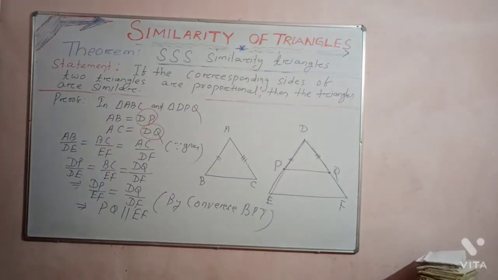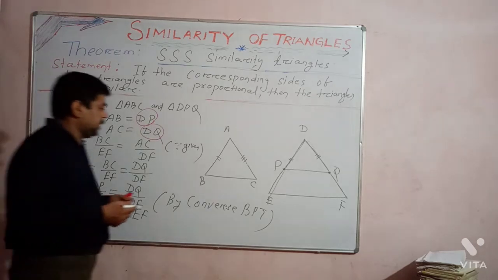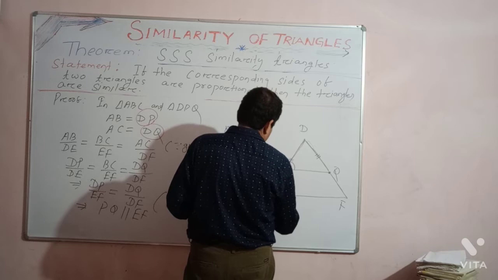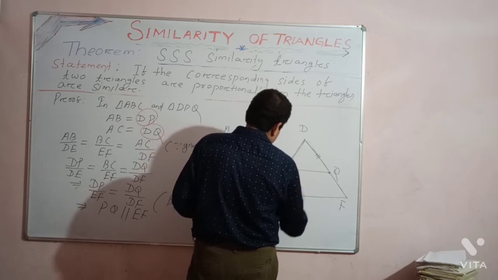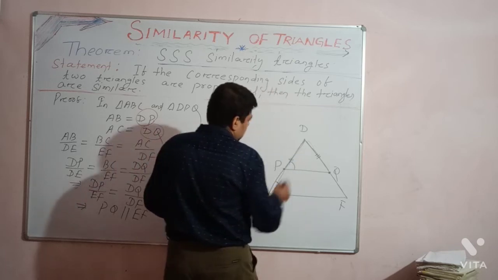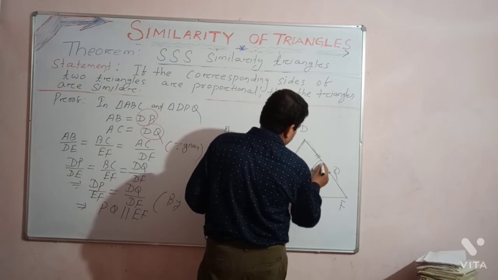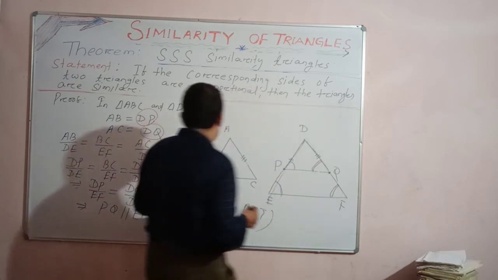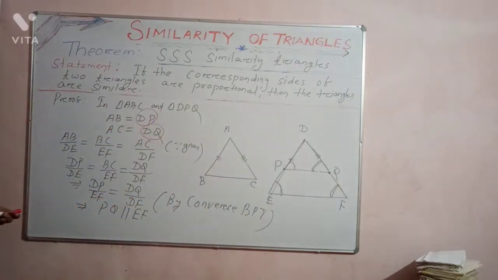That's okay? Understand? So if PQ is parallel to EF, what are you finding? So angle dPQ is equal to what? Angle E. And angle dQP is equal to angle F. Yes or no? Okay, let's write.